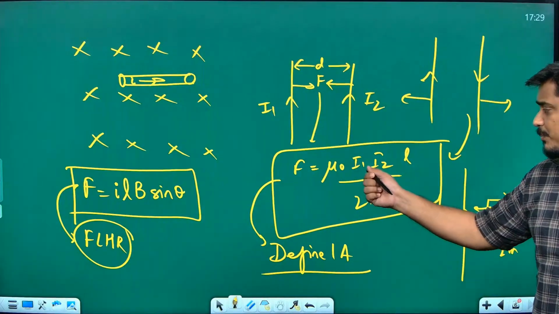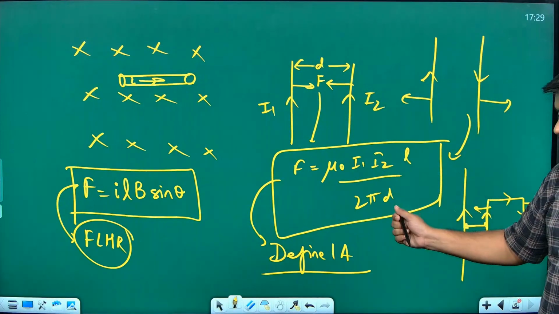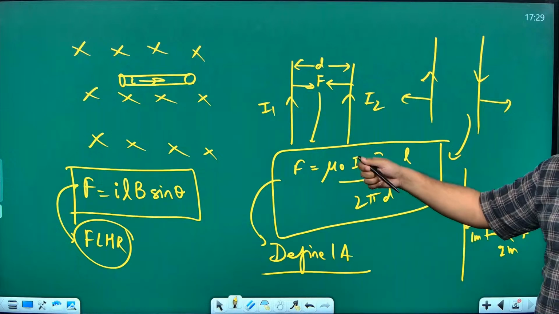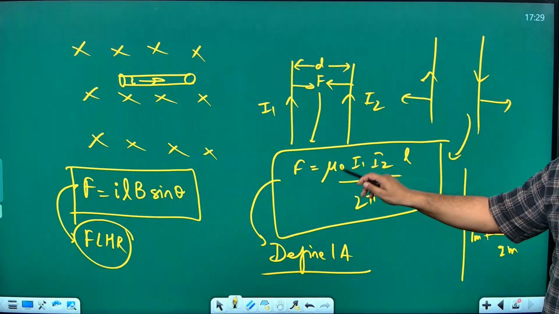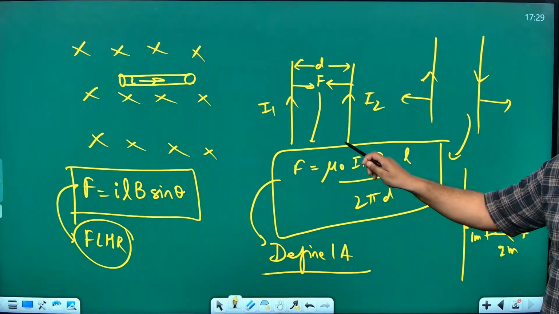Put here 1, put here 1, put here 1, put here 1. Then you will get the value of force as 2 into 10 power minus 7, because μ naught is 4π into 10 power minus 7. 2π will make it 2 times.